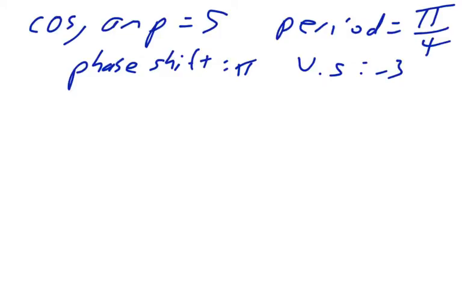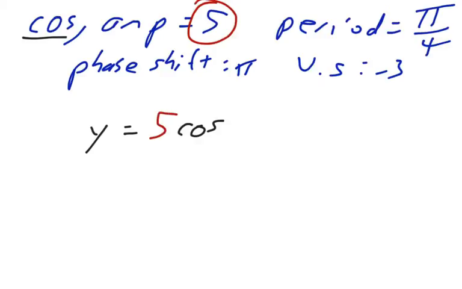Alright, we're going to use this information to come up with some things. First of all, since this says cosine, we're going to make sure we just put in cosine. Since this amplitude is 5, we put that in front, and the vertical shift is -3. That's what we put in the back. And now we gotta do some math in order to figure out what goes inside the parenthesis.